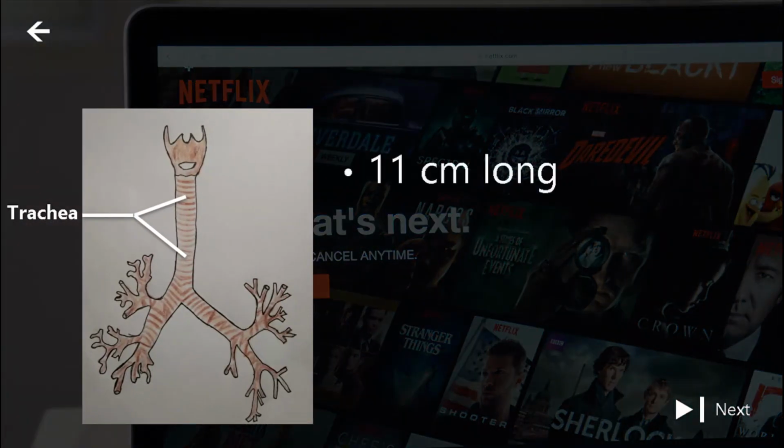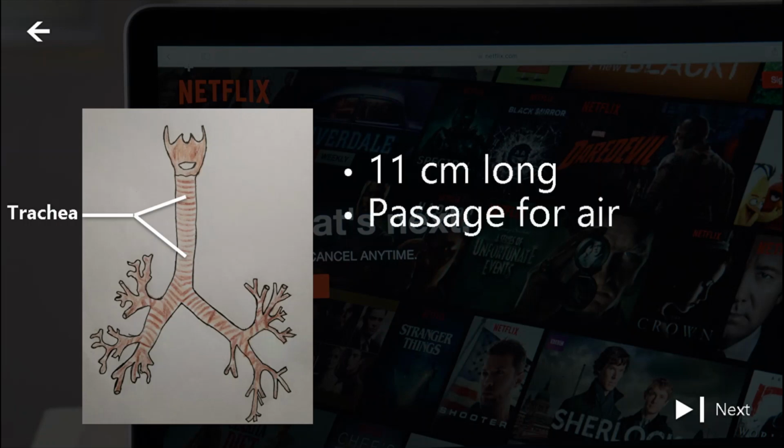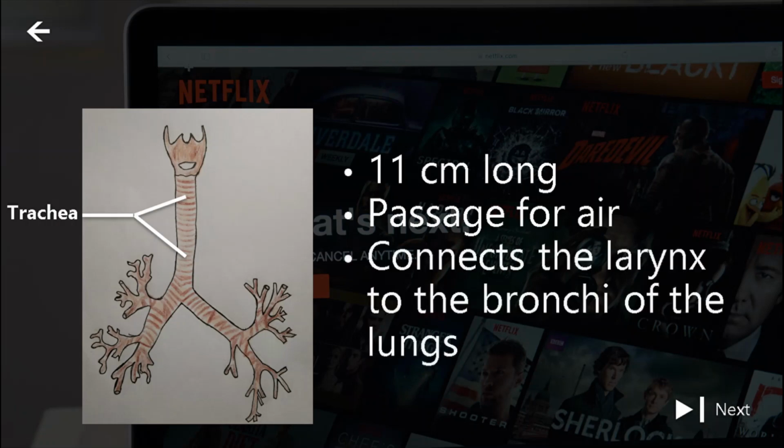So here's an image of the trachea. The trachea is approximately 11 centimeters long. It serves as a passage of air and warms it while it passes into the lungs. It also protects the respiratory surface from an accumulation of fine particles, and it also connects the larynx to the bronchi of the lungs.